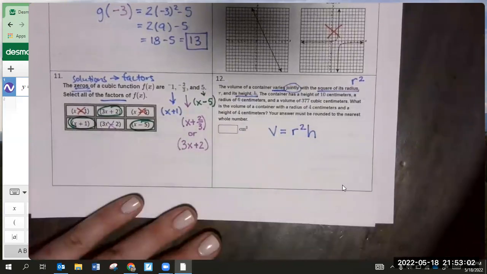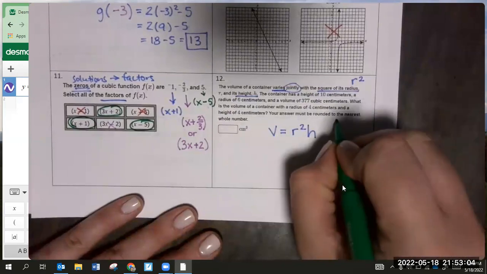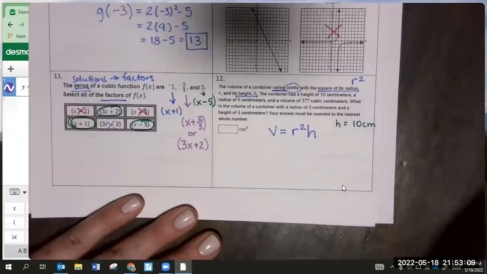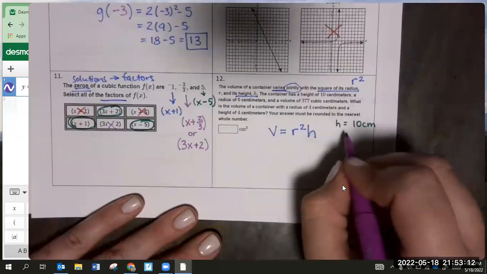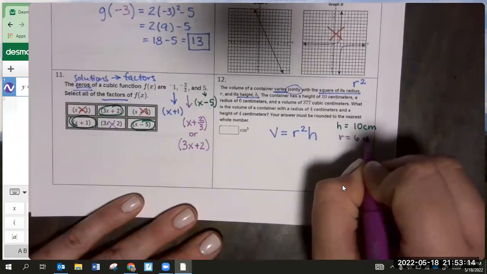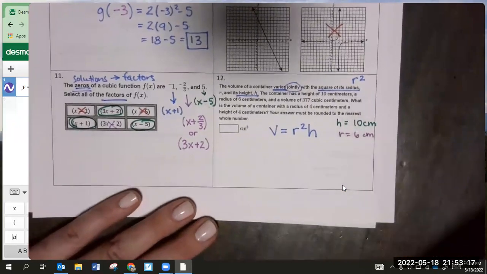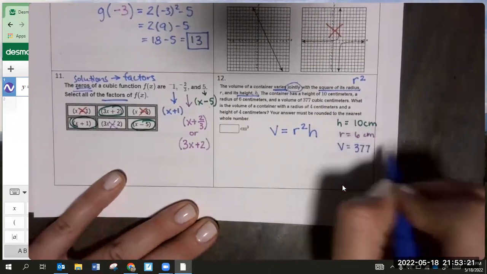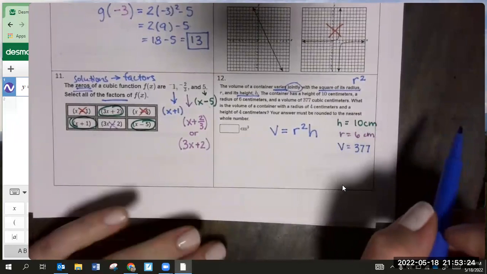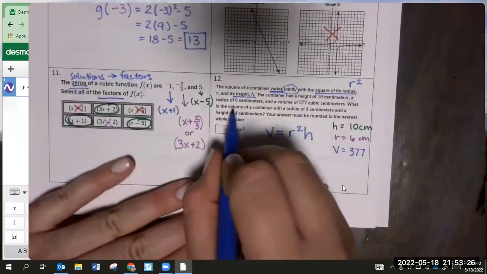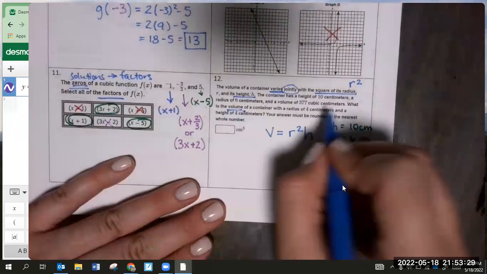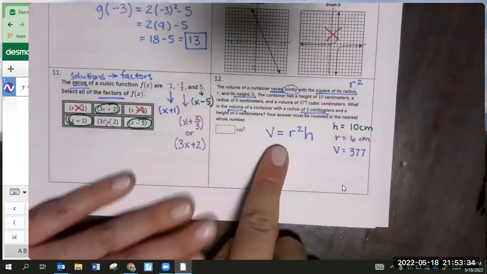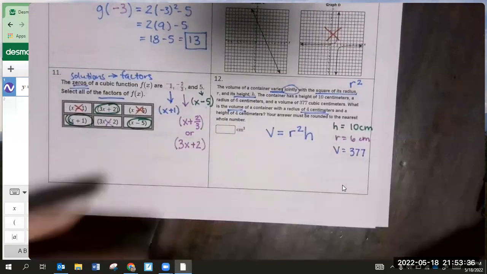Now it's going to give me some information. It's going to say the height of my container is 10 centimeters. It's going to say the radius of my container is 6 centimeters. And it's going to say my volume is 377 cubic centimeters. It wants to know what the volume of a container with a radius of 4. Now, it says it varies with my radius squared and my height.